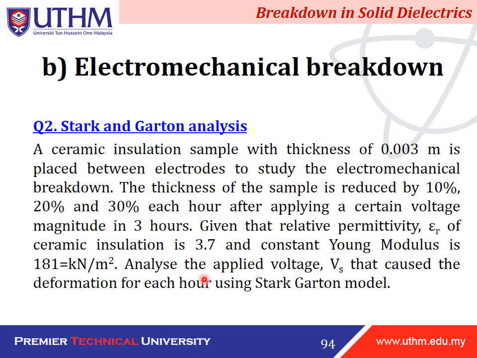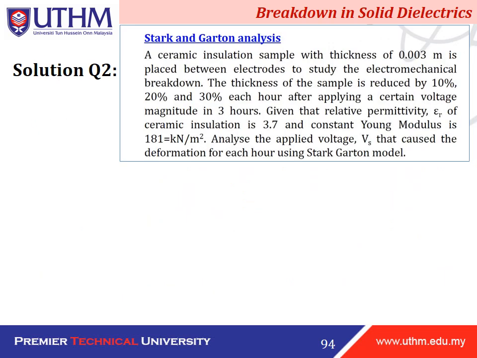When the question says each hour, it means you need to find Vs when the sample is reduced by 10% for the first hour, 20% at the second hour, and 30% at the third hour. So this is the question we have just read, and the important equation we need to know is this. So what to do when we have this kind of question?